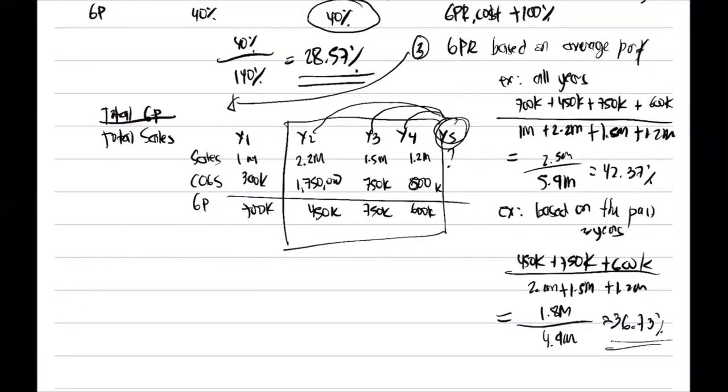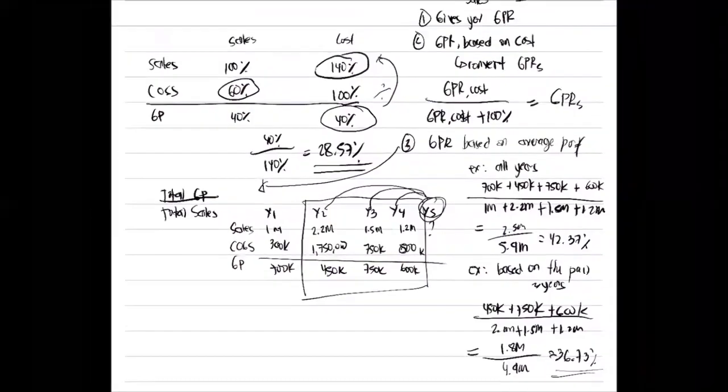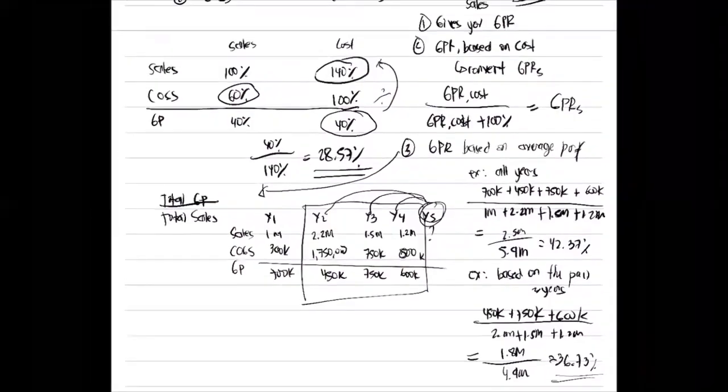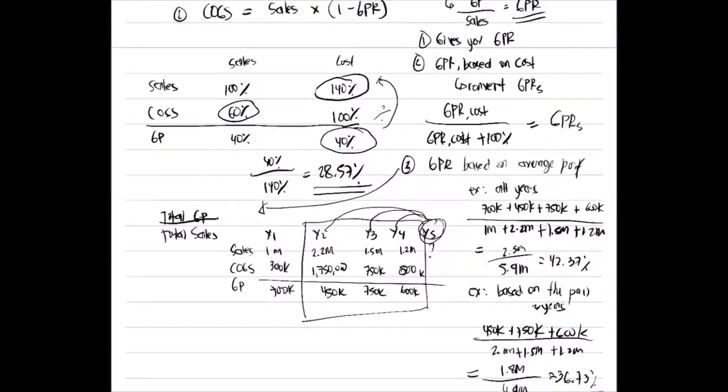So pagka ganyan yung given ng problem, sabi niya, GPR based on average performance, sundan niyo kung anong average performance yung gusto niyong kunin niyo. Is it all of the previous years or a certain period lang? Okay, that's another GPR. So another chance na ma-meet nyo for your GPR is the GPR is an increase or decrease.